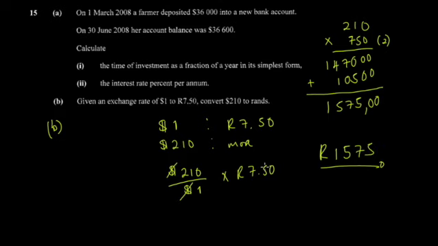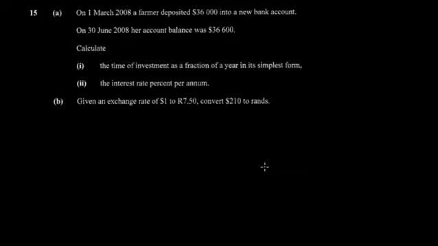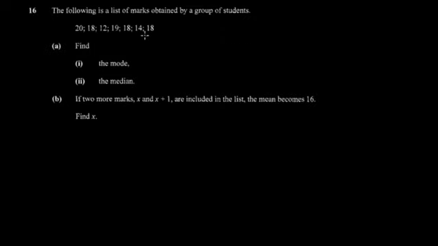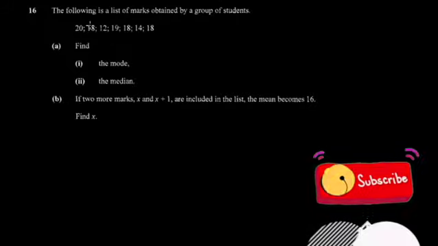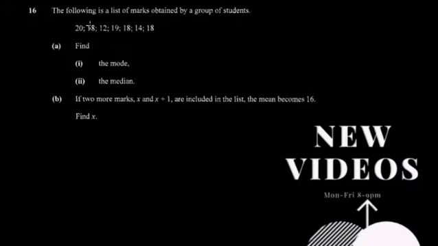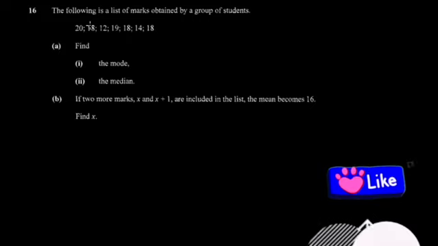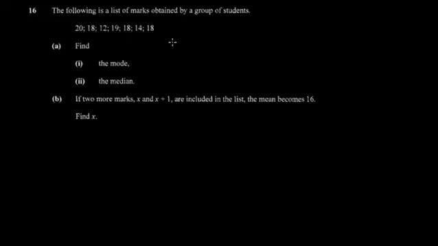Okay, so this is how you'd work it out. Let's see if we can do another question. I think we still have time, so we can afford another question. This question says we're given a list of marks obtained by a group of students, and you're asked to identify the mode.